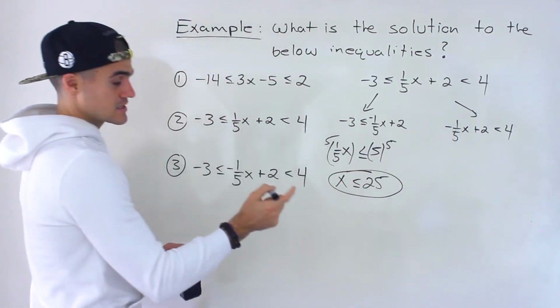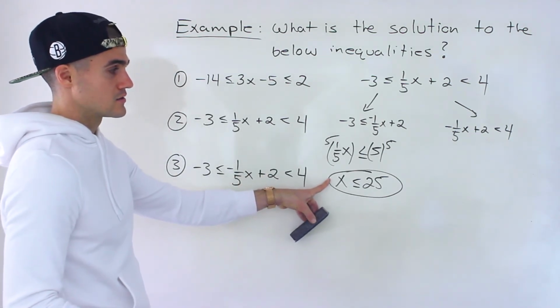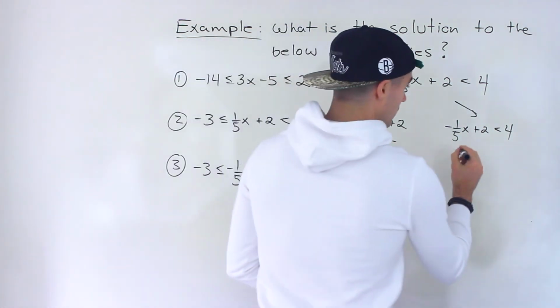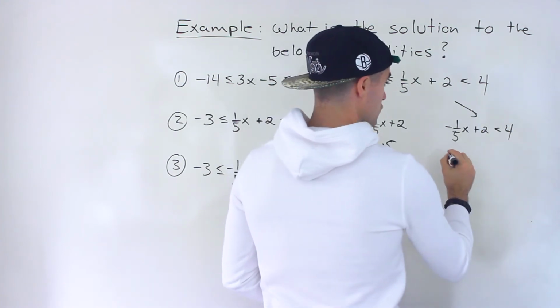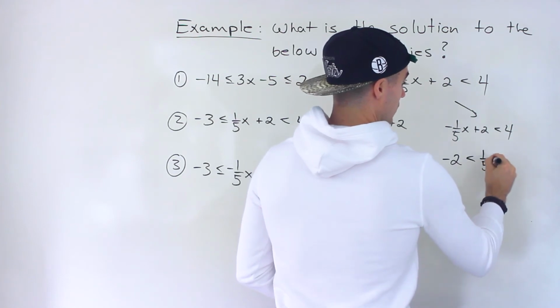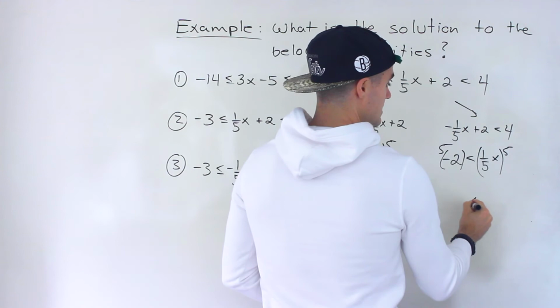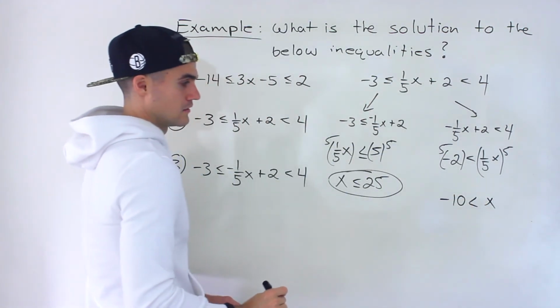Before it was x is greater than or equal to negative 25. Here it's x is less than or equal to 25. So it changes the solution quite a bit. Over here, I'm going to bring the negative 1 over 5x over. I'm going to bring the 4 over. So 2 minus 4 is negative 2. Positive 1 over 5x multiplied by 5, multiplied by 5. So in this case, x is greater than negative 10.